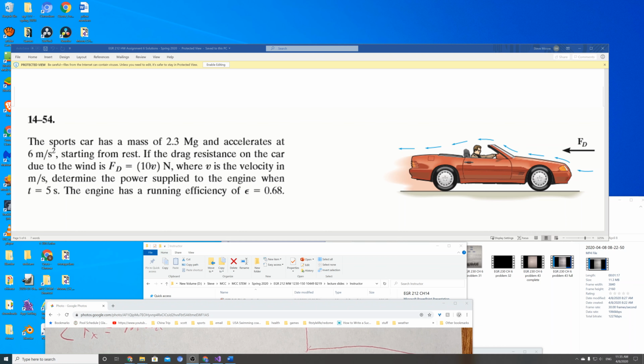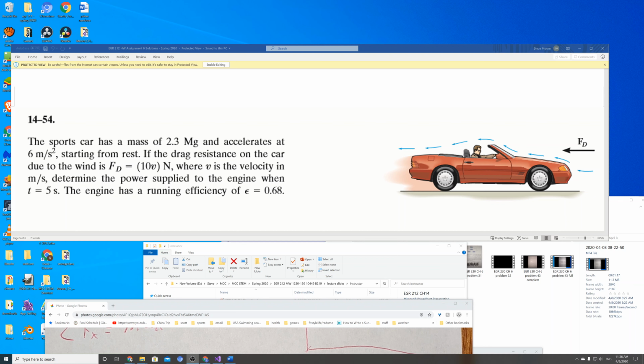Okay, I'm going to look at problem 14-54. We have a car with a defined mass, 2.3 megagrams, and it has a constant acceleration of 6 meters per second squared, starting from rest. Now, we have a defined drag resistance on the car due to the wind.